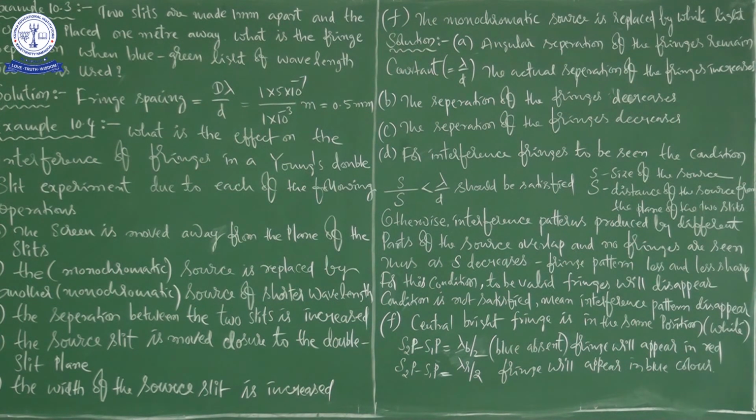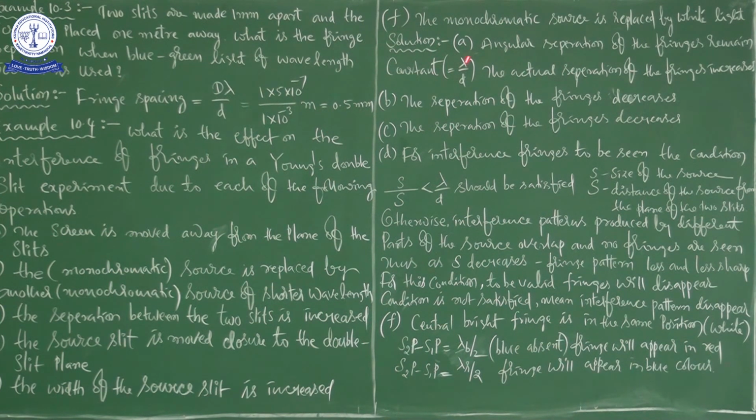That condition should be satisfied to get the interference pattern. If that condition is not satisfied, you cannot see any fringes on the screen. But the fringe separation remains fixed till the condition is satisfied. When the condition is satisfied, you can see the interference pattern and the fringe separation remains fixed. When this condition is not satisfied, the fringes will disappear, then you can say that there is no interference pattern on the screen.